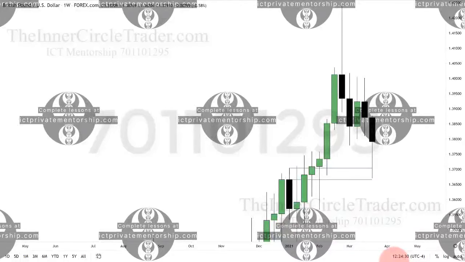All right, here is the lesson for this week. Now, if you recall, as I mentioned just a moment ago, I was stating that the British pound could most likely come up there and run those relative equal highs out.